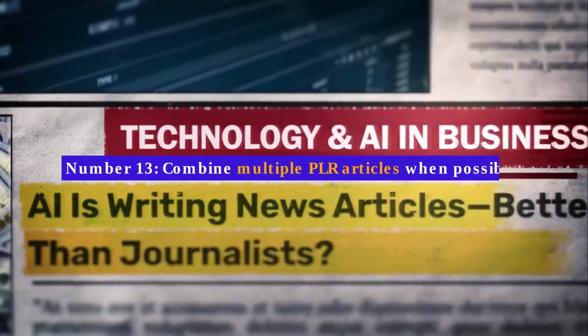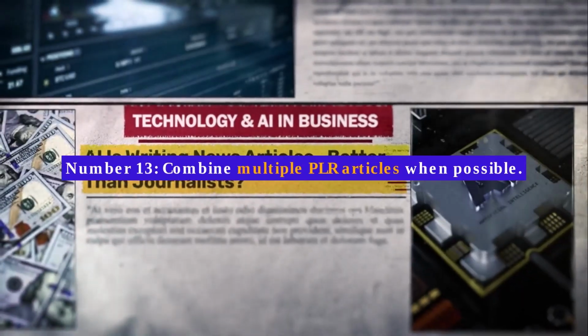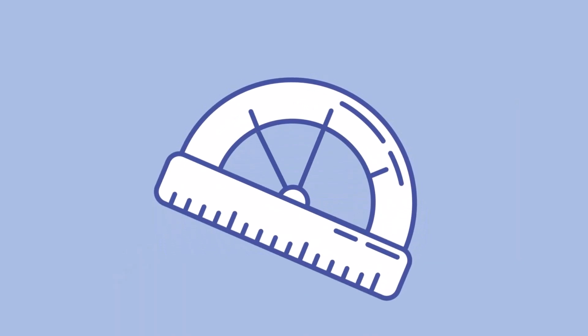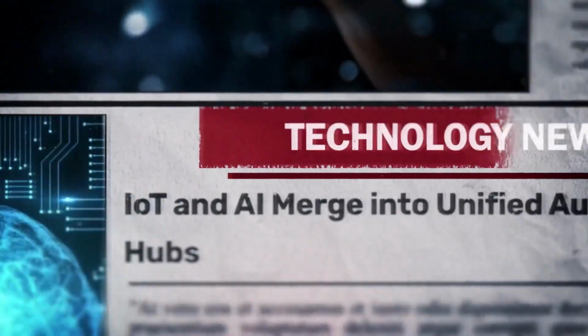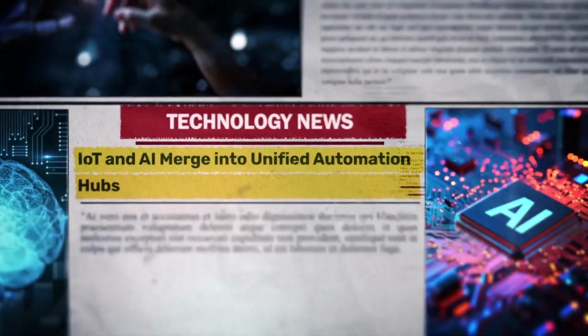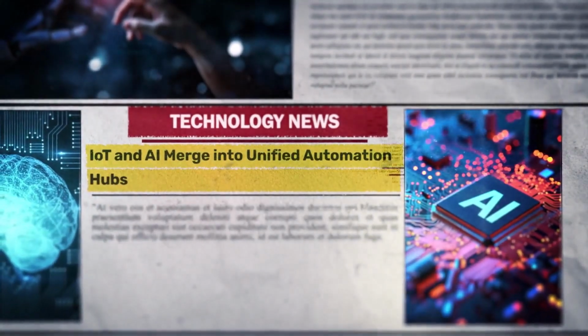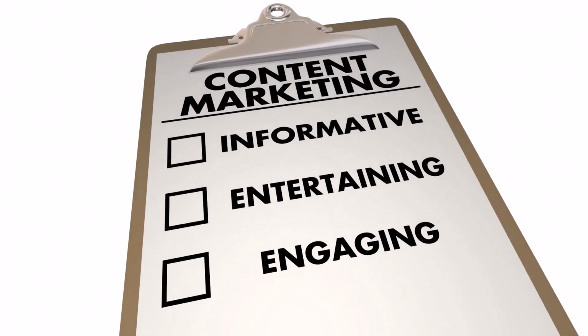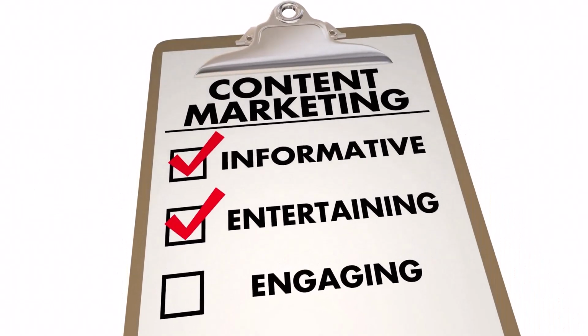Number 13, combine multiple PLR articles when possible. Sometimes 2 or 3 different PLR articles cover similar points but from different angles. You can use AI to merge these into one complete script, removing duplicates and combining complementary ideas. This can create a more valuable and in-depth video that covers more ground and keeps viewers watching longer.